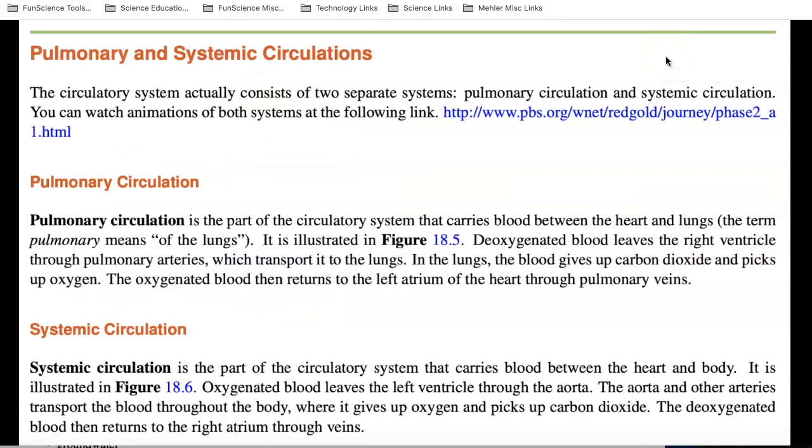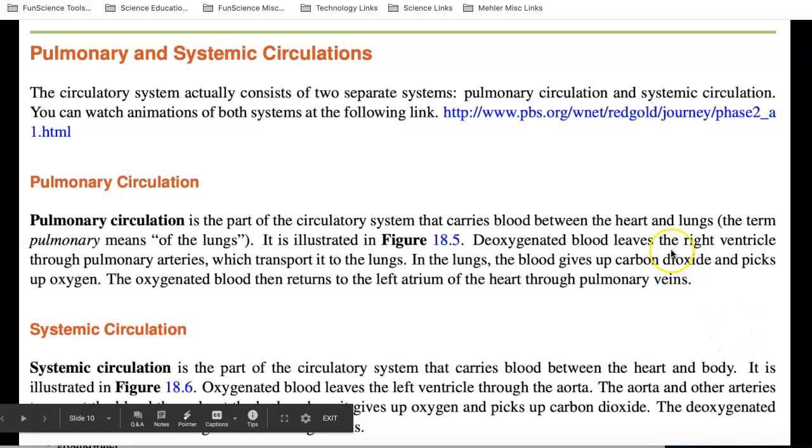The circulatory system actually consists of two separate systems. There's pulmonary circulation and there's systemic circulation. You can watch this animation to take a look at both of those, but we're going to just describe them briefly here. The pulmonary circulation is the part of the system that carries blood between the heart and the lungs. So between the heart and the lungs, we'll see that in a second in an illustration of the heart. And the systemic circulation is what carries the blood between the heart and the rest of the body.